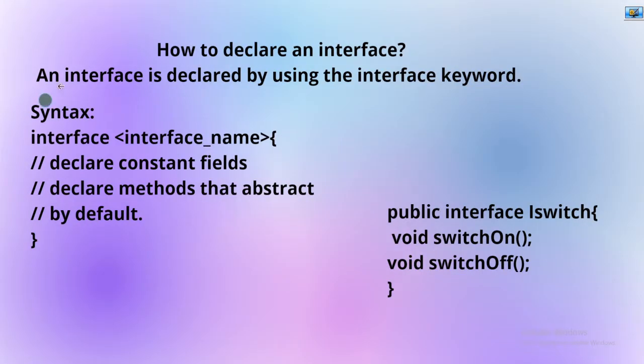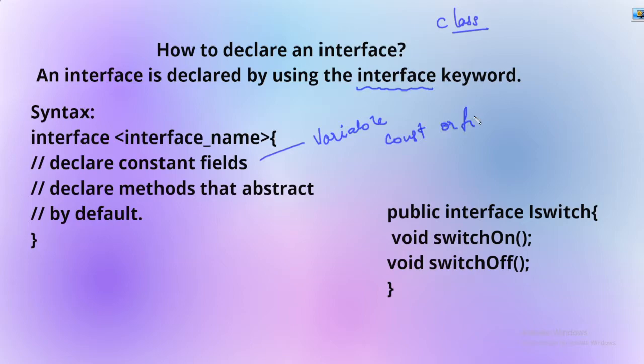Next, let us see how to declare an interface. Interface is declared with a keyword called interface. In the same way how you used to declare a class with the keyword class, to declare an interface, you need to write the keyword interface. So interface, name of the interface, declare constant fields. That is, whenever you are going to write any variables or any data members in your interface, always they will be constant or final. That is, you cannot change the variables that you're going to write inside an interface.